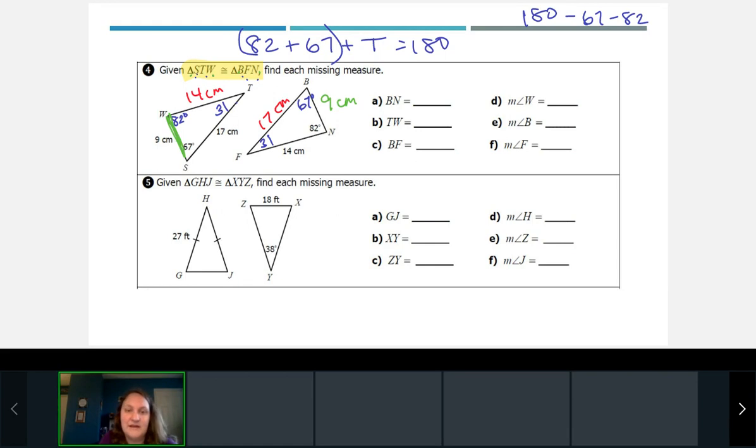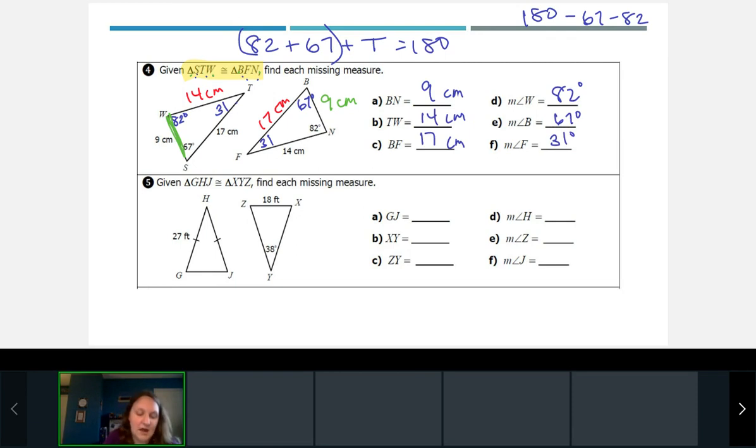Great. Now I have everything I need to fill in these answers. Once I put it in the picture, the answers should come pretty simple there. BN is 9 centimeters. TW, look at the picture, 14 centimeters. BF, 17. Angle W, we said was 82 degrees. Angle B, 67 degrees. And angle F, 31.